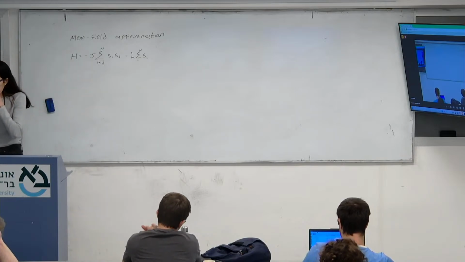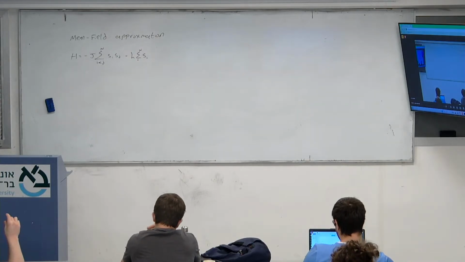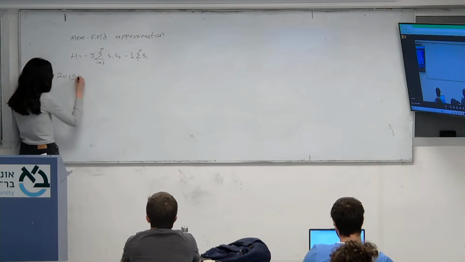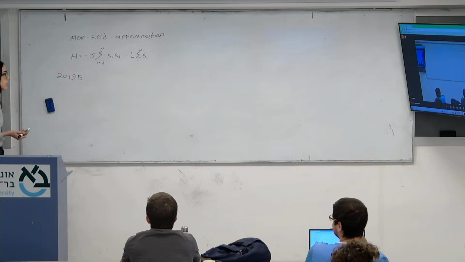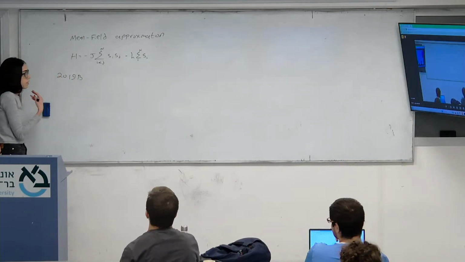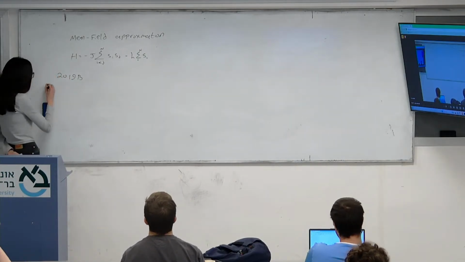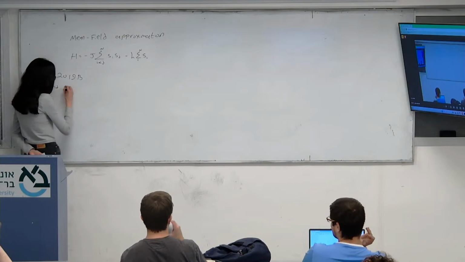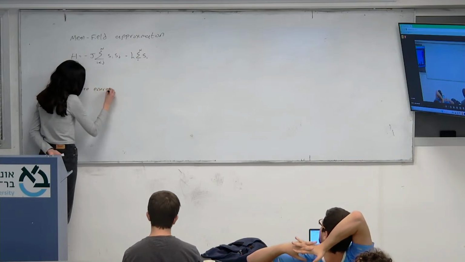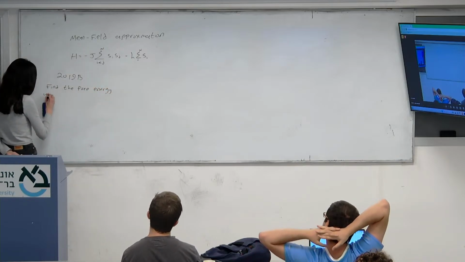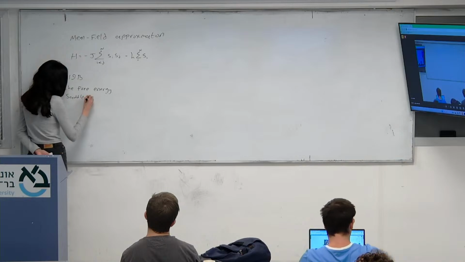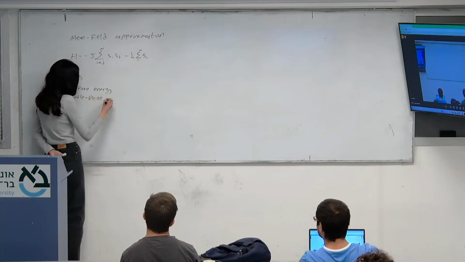So the question we are going to solve is from 2019. Basically the question is you are given a Hamiltonian that I'm going to write in a second, and you need to find the free energy using saddle point approximation.